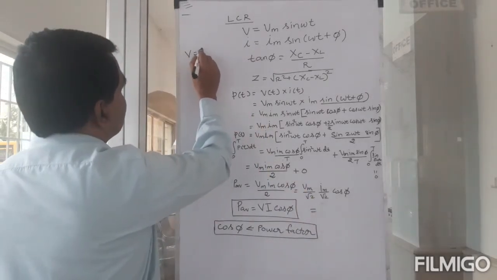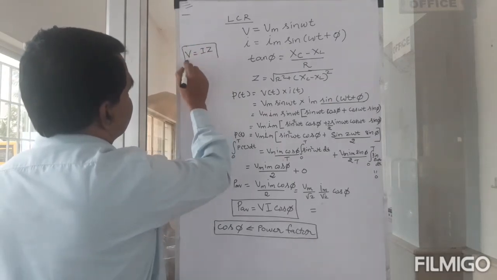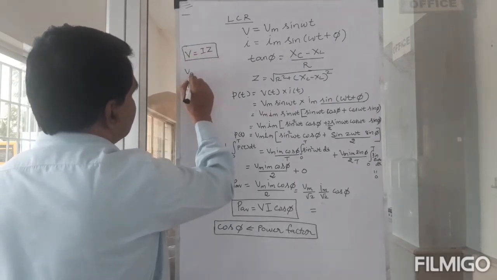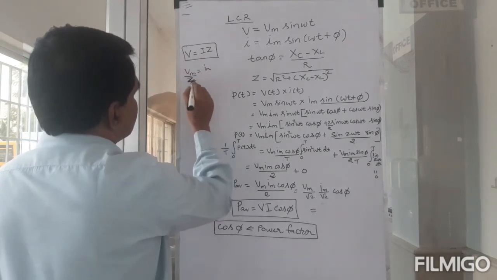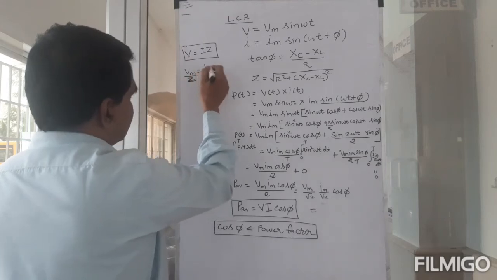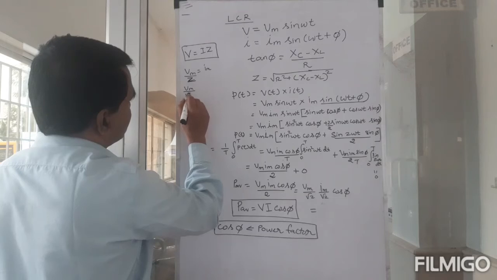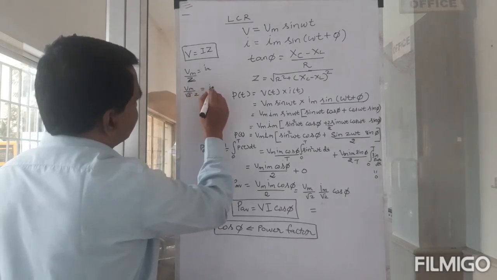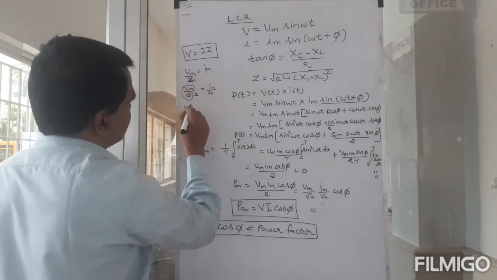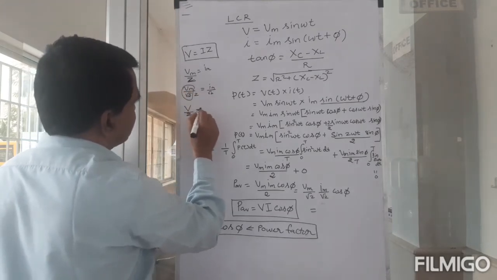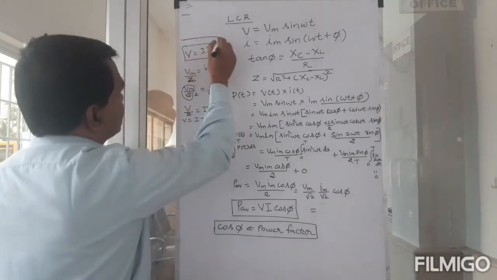V is equal to I Z. Yeah, so this we know. Or to be precise, Vm is equal to Im Z. If we divide both sides by root 2, then I have Vm by root 2 into Z is equal to Im by root 2. So this is V RMS by Z is equal to I RMS. So V is equal to I Z.